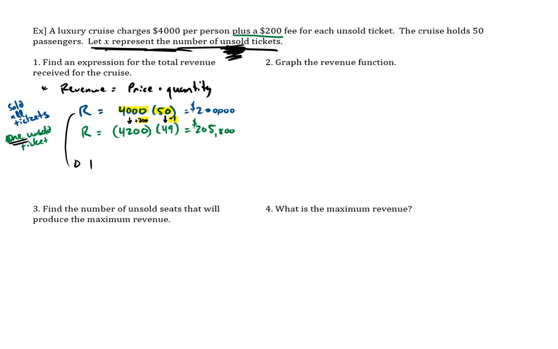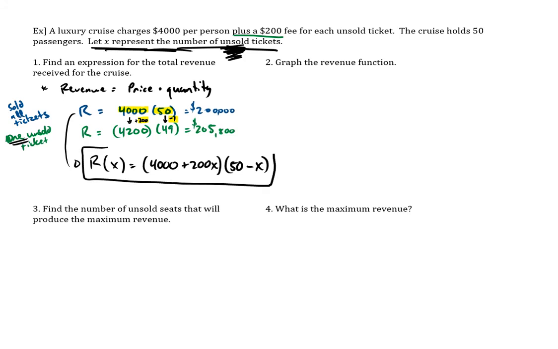So let's combine all that information and say our revenue function would be 4,000 plus 200x times our 50 minus x. Remember x is the number of unsold tickets. So to check, when x equals 0, notice it would be 4,000 plus 0 times 50 minus 0.